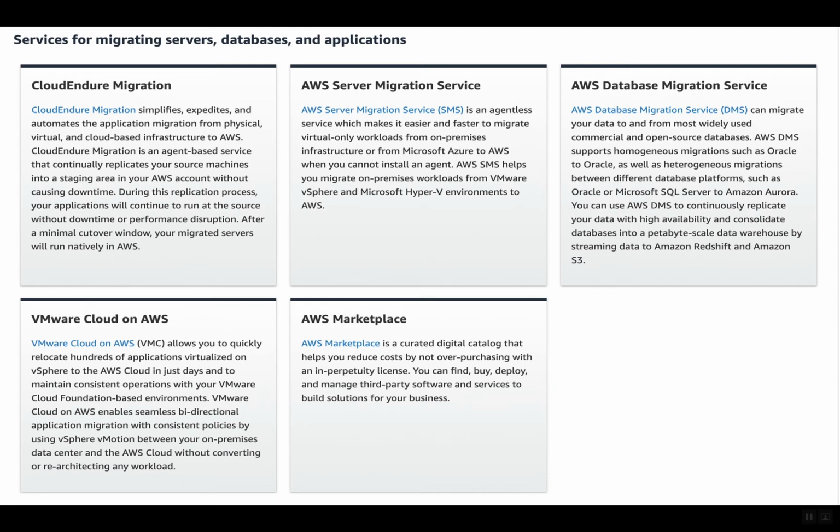AWS Database Migration Service can migrate your data to and from most widely used commercial and open source databases. VMware Cloud on AWS allows you to quickly relocate hundreds of applications virtualized on vSphere. AWS Marketplace is a curated digital catalog that helps you reduce cost by not over-purchasing with perpetual licenses.